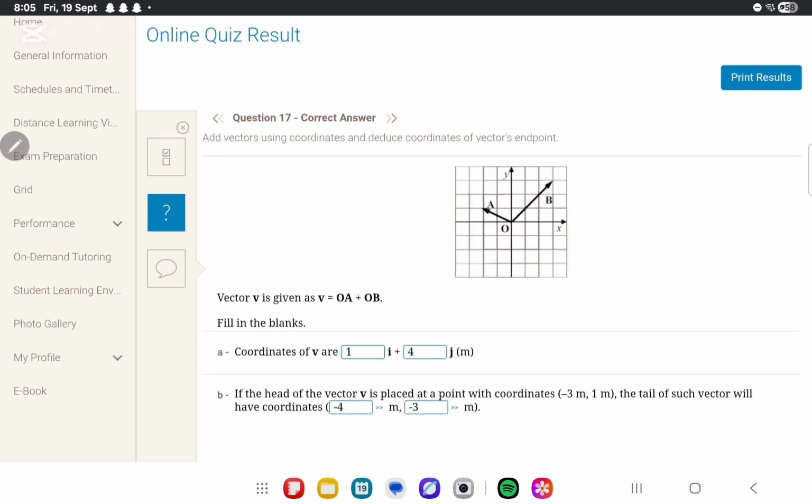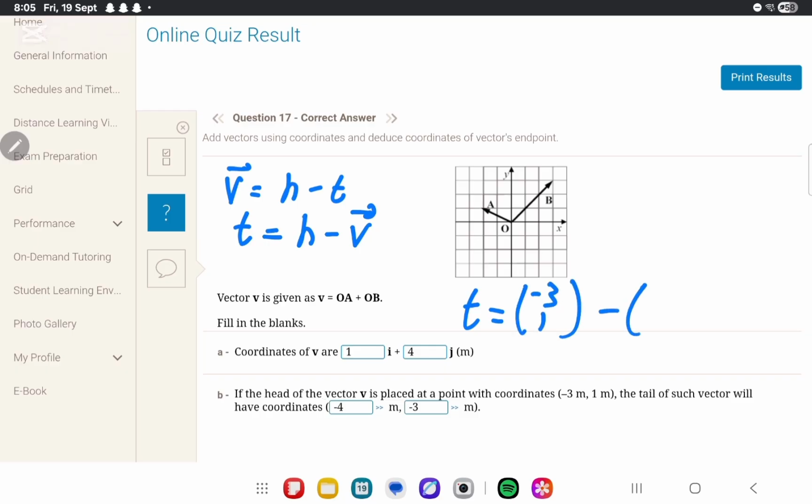Okay, there's another part B. As you can see, this is a repeated topic. If the head of the vector V is placed at a point with coordinates negative 3 and 1, then the tail of such vector. Remember, the vector is equal to the head minus the tail. So the tail is going to be equal to the head minus the vector. The head is negative 3 and 1.